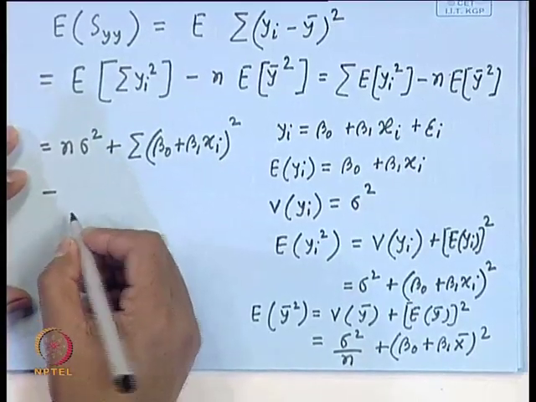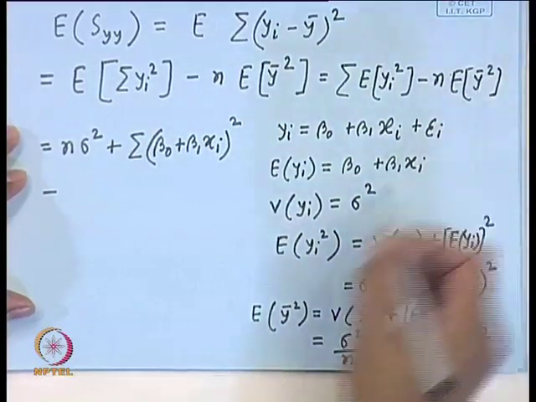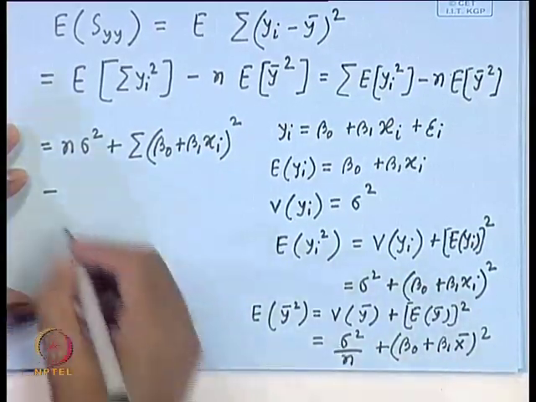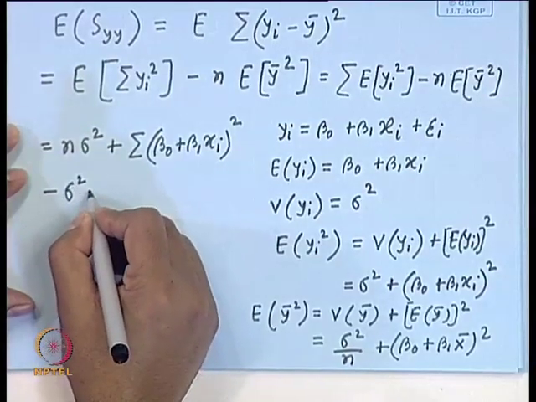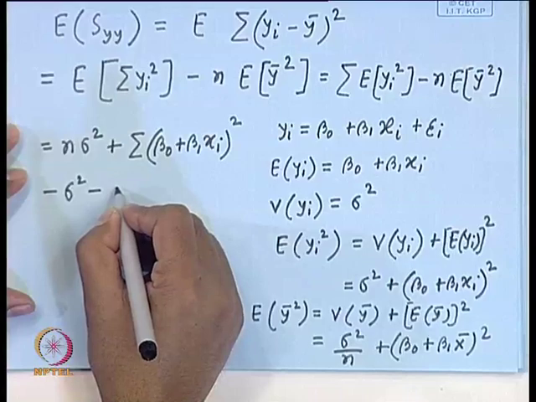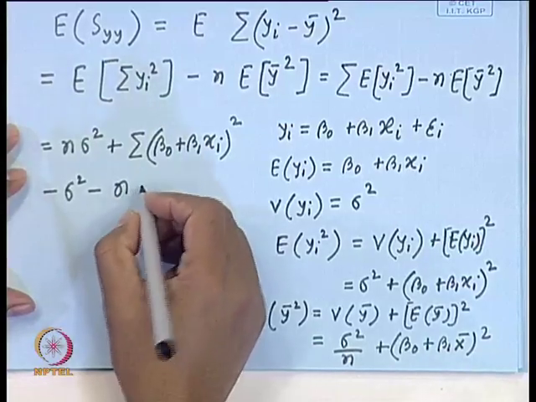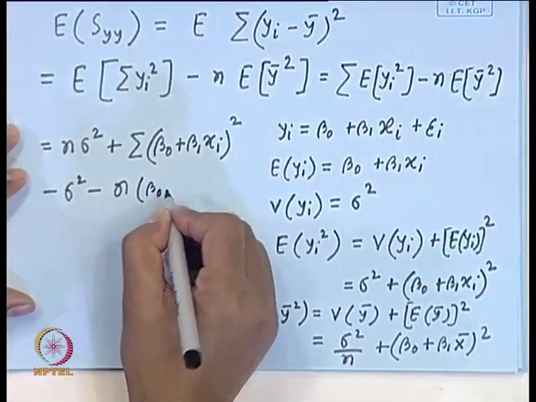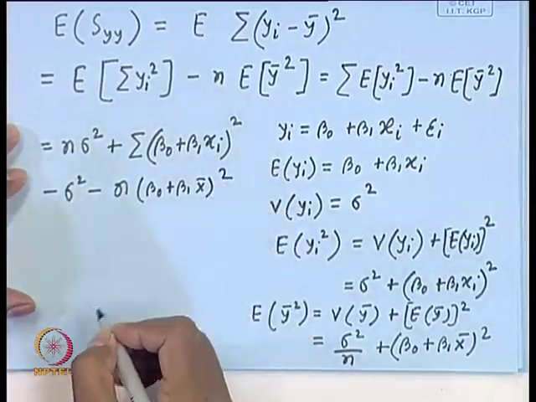Minus n times the expectation of y bar square, which is this quantity. So, n times this term. So, this is basically sigma square minus n times (beta naught plus beta 1 x bar) whole square.